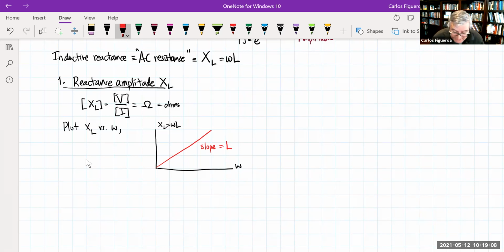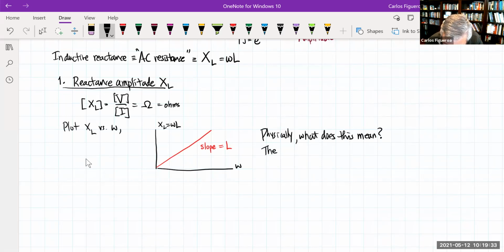So what does this actually mean? What we're finding here is that I would say this. Physically, what does this mean? Well, the first thing I would say here is that the inductor sees very well the changing of current through it.